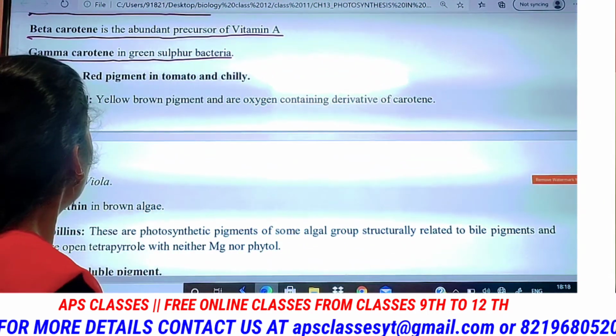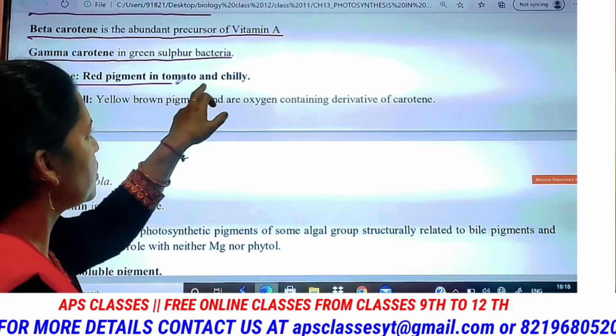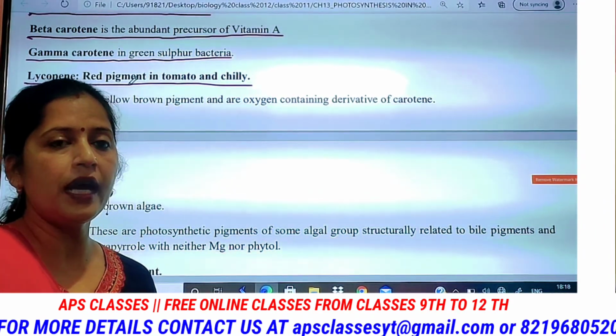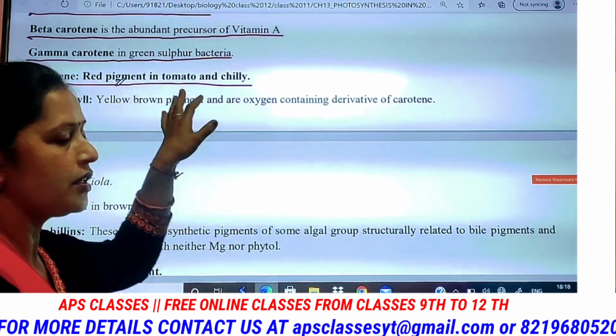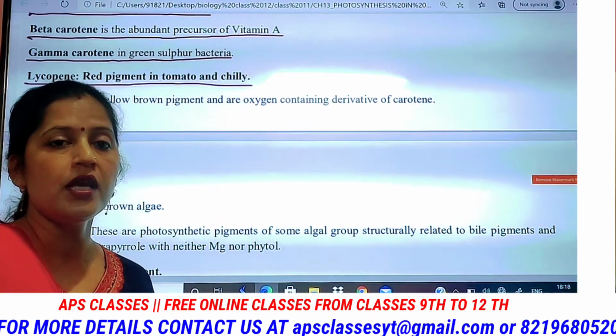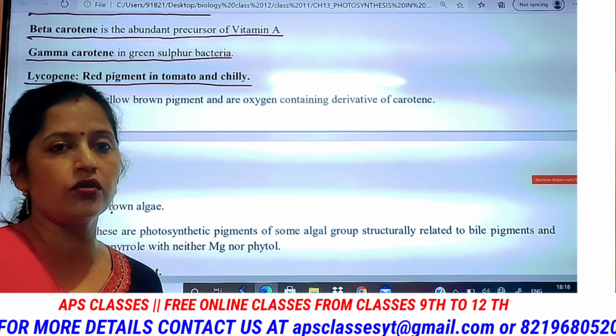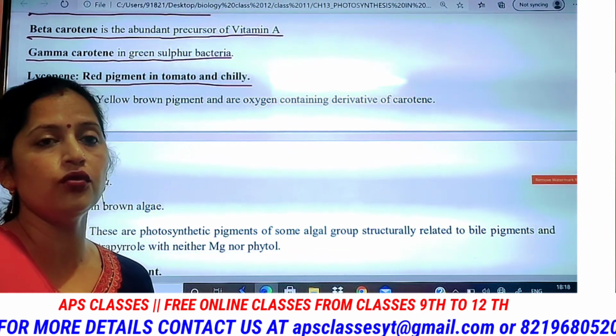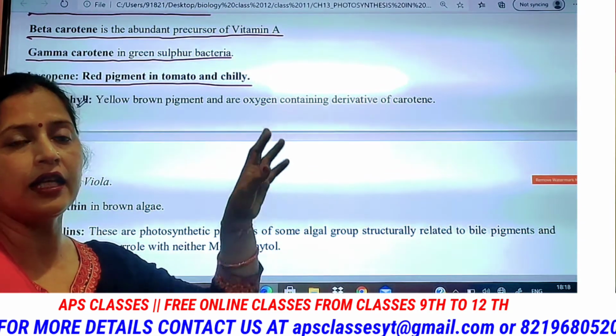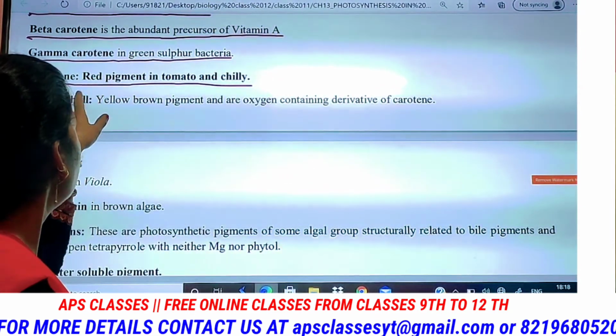Next is lycopene, which is the red pigment in tomato and chili. It is totally present in tomatoes and chilies. For that reason, tomatoes as well as chilies are red in color due to the presence of the pigment lycopene.